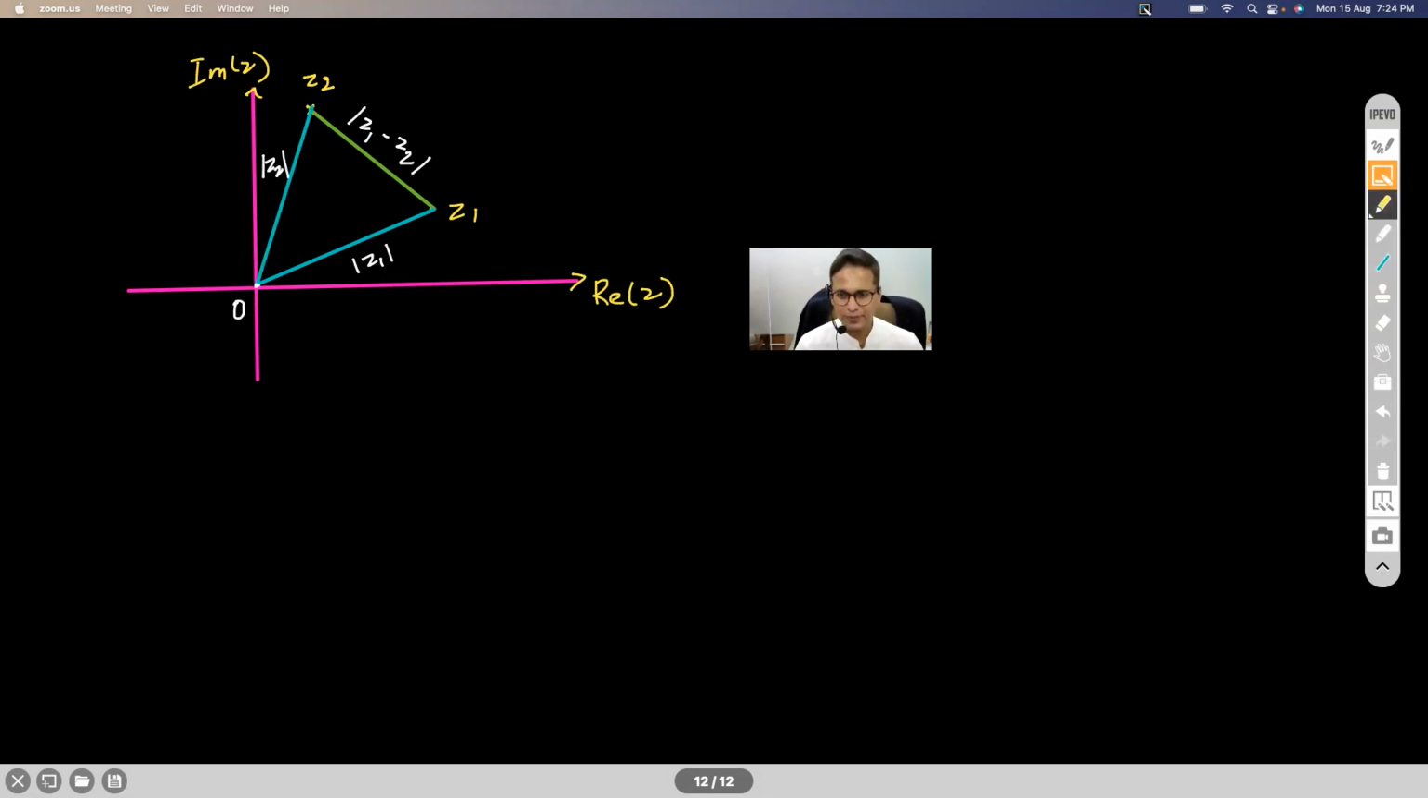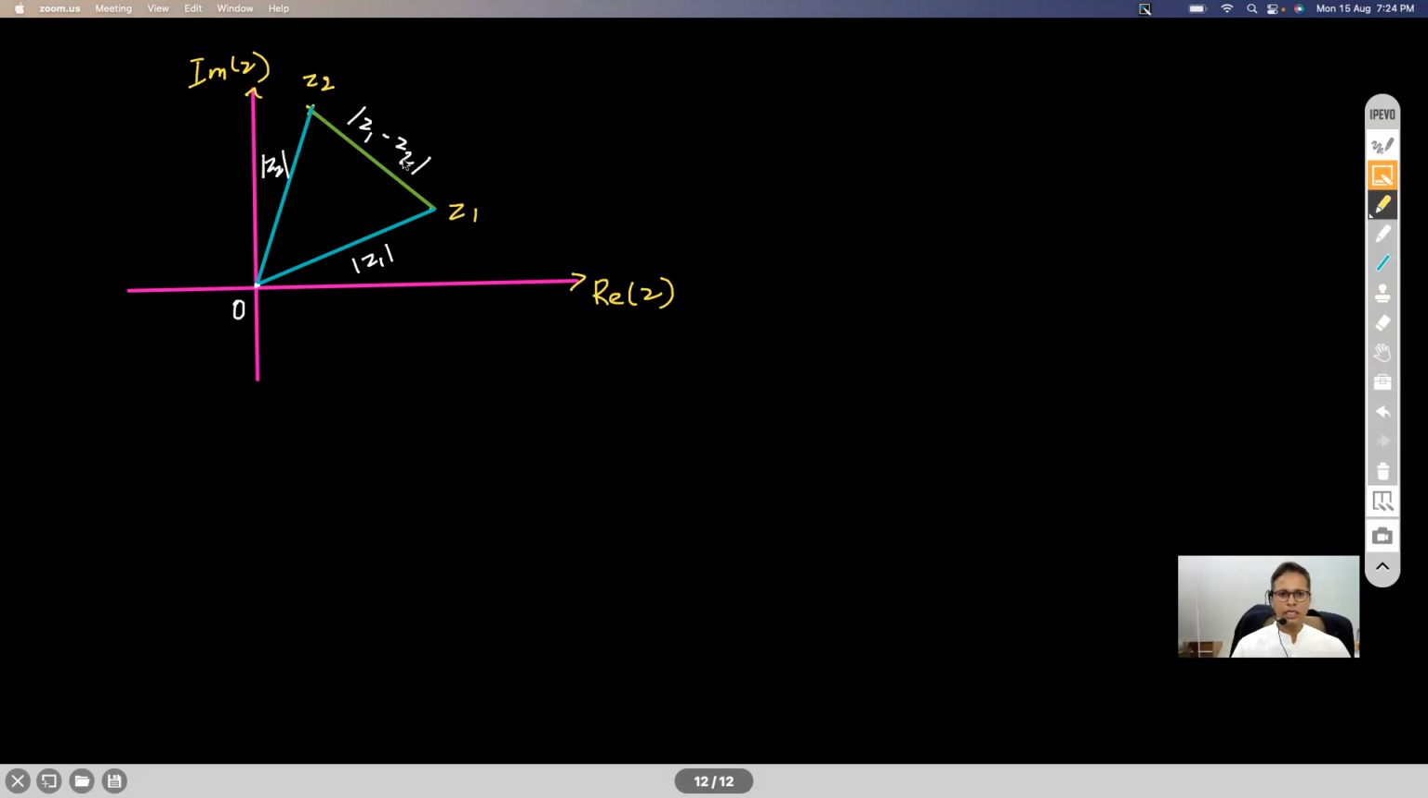Correct? Any questions? Now from here also, two triangle inequalities will come up. The first one, mod Z1 minus Z2, which is your third side of this triangle, will always be lesser than or equal to the sum of the other two sides.